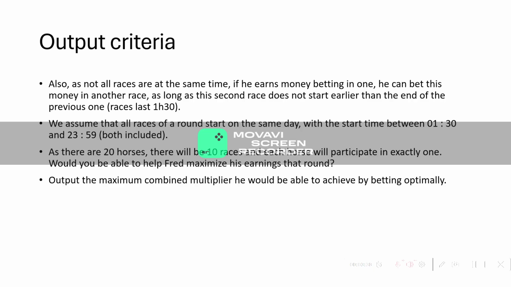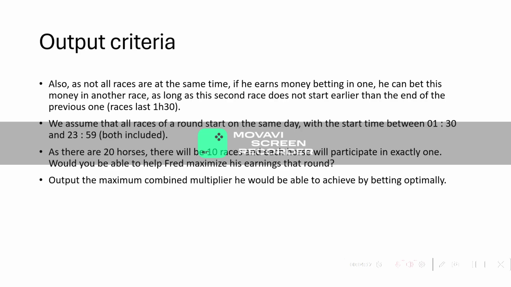Assume all the races of a round start on the same day, with the start time between 1:30 p.m. and 23:59, up to midnight. These are the exclusive times that the racing round can start. As there are 20 horses, there will be 10 races, and each horse will participate in exactly one. Would you be able to help Fred maximize his earnings that round?